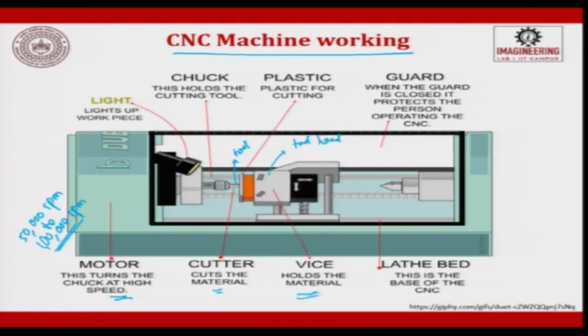This is what I was talking to you about, the tool holding, and these are the guards. When the guard is closed, it protects the person. So, there is a sensor. When the guard is closed, it can come from here to here or from here to here, depending upon your design. So, you close it, then only the machine starts, otherwise the machine does not start.